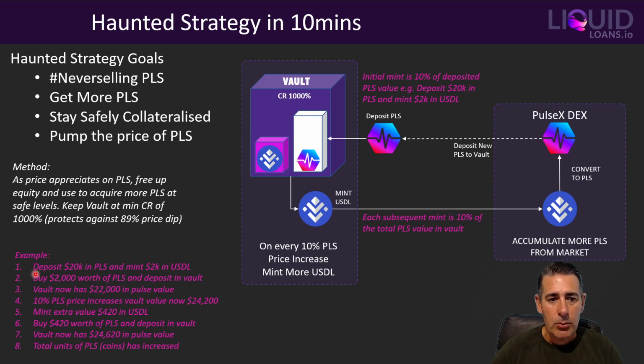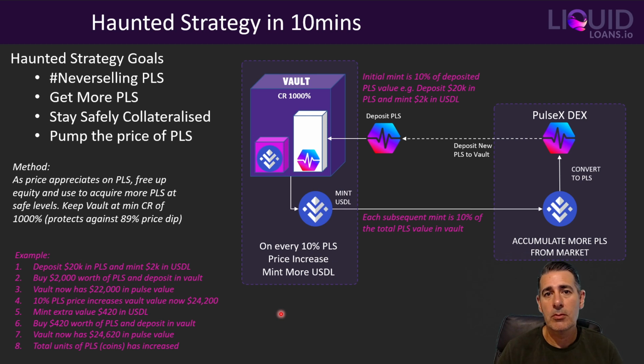So in our example, we deposit $20,000 in Pulse and mint $2,000 in USDL. So that was that initial mint we did. We've taken that $2,000 of USDL and purchased $2,000 worth of Pulse and deposited it back in the vault. Now our vault has $22,000 of Pulse value contained in it because we've got the original 20 plus the 2,000 we bought. So now we've got a total value in the vault of 22,000.